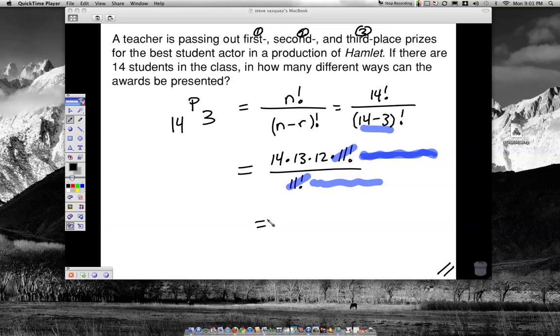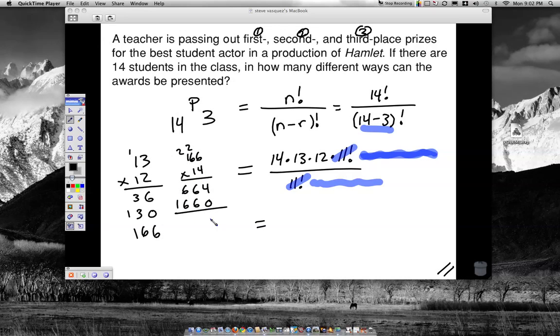If I want to look up what 14 times 13 times 12 is, I could use my calculator, or if I have to, do it the old school way. 14 times 13 is 182, and then I have to do 182 times 12. Multiplying it out, I've got 2,184. So that's 2,184 ways that the teacher could give out first, second, and third place prizes to her class.